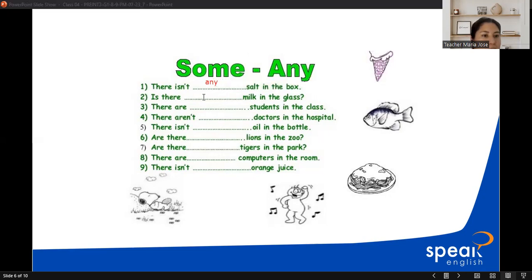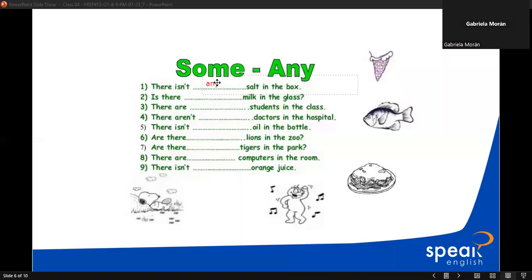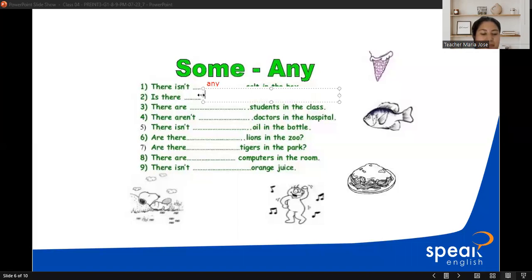Okay, number 2, Gabriela? Is there some milk in the glass? Are you sure? Is there any milk in the glass? Exactly, because it is a question.